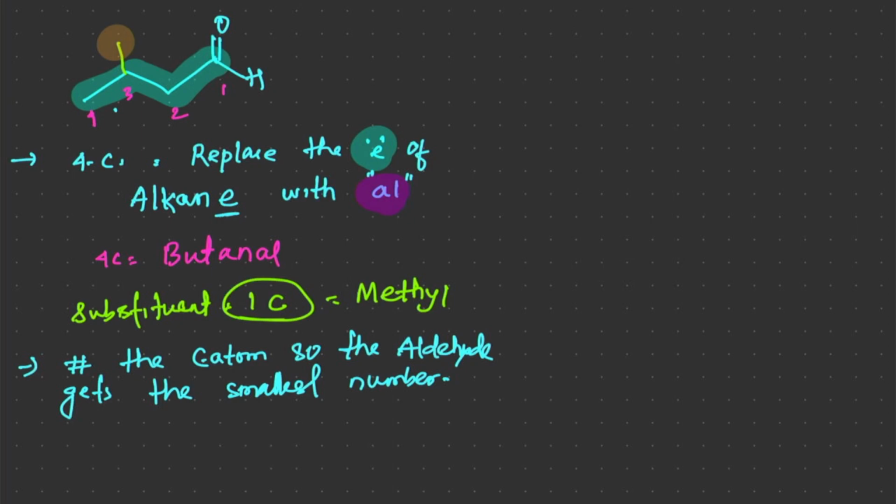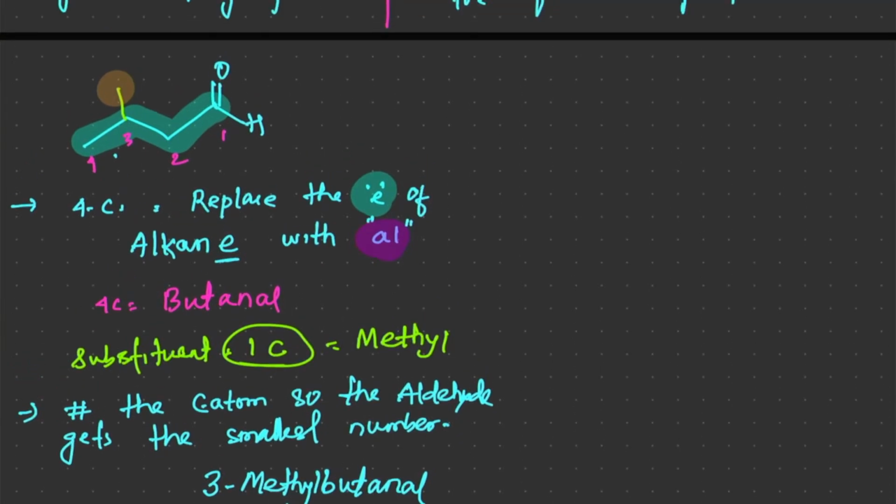So the actual name would be 3-methylbutanal. Okay, you don't need to put 1 there because there can only be 1 butanal. You cannot have 2 because if it's on the 2, then it's not an aldehyde anymore. It's going to be a ketone. So you will see it in a second.